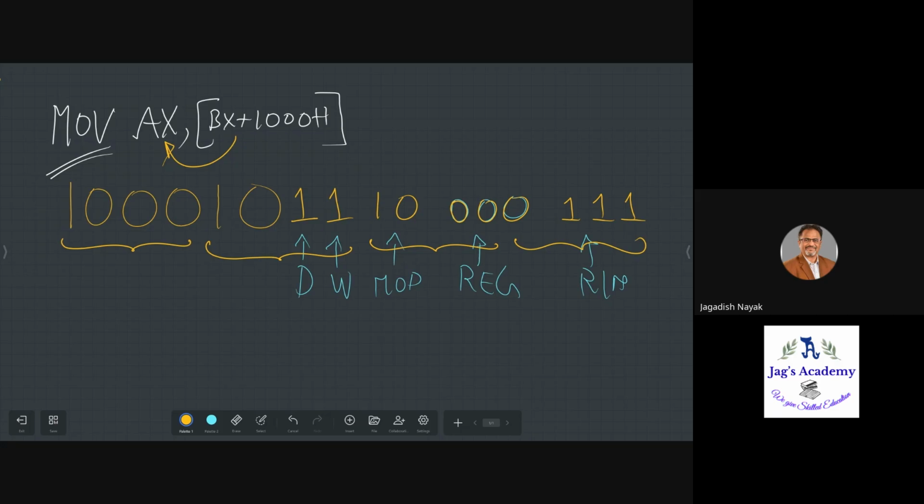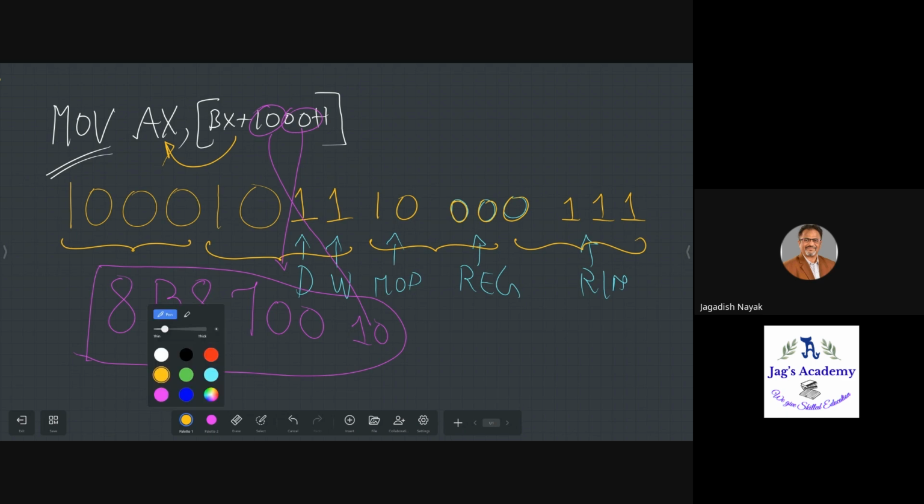What is this? This is going to be 8. This is 1011. How much? B, right? B, and then 8, 7. Then the lower byte of this is going to be 0, 0. The upper byte of this is going to be 1, 0. So this is going to be your machine instruction.